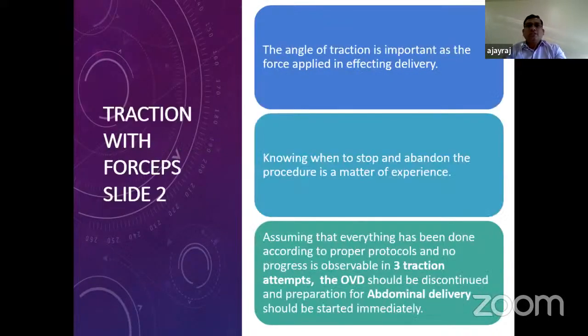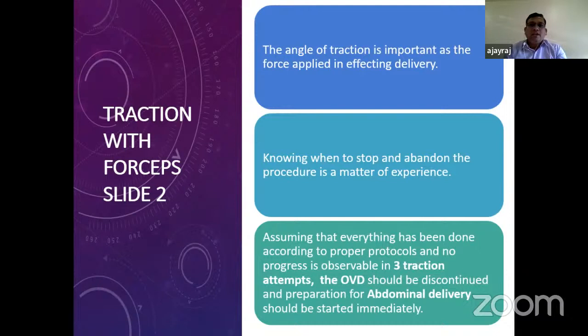The angle of traction is important as the force applied in effecting delivery. Knowing when to stop and abandon the procedure is a matter of experience. There is no criterion to describe here for when to stop. It is the skill and judgment of the operator to decide whether we have to go for the operative delivery or go for cesarean section.